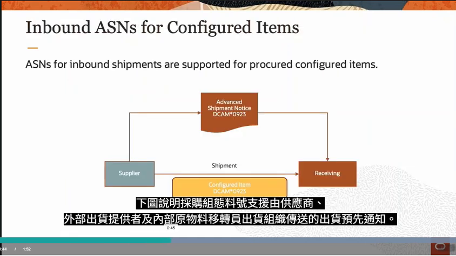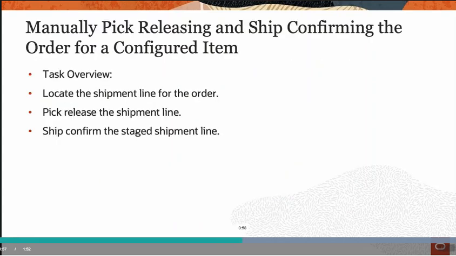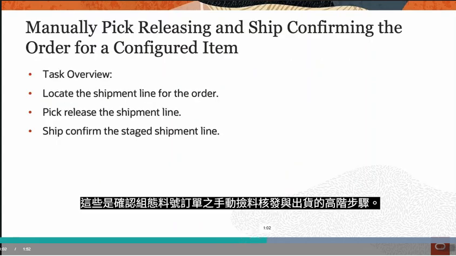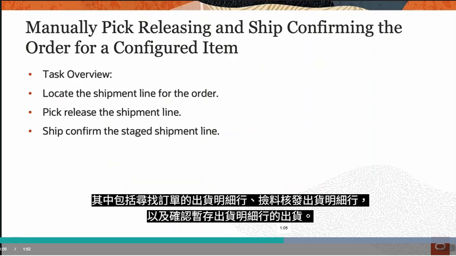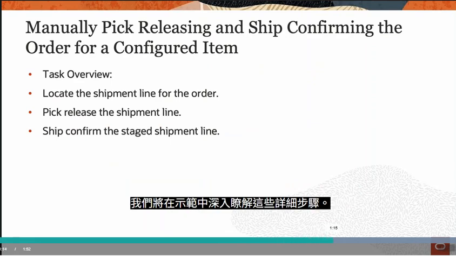This next diagram depicts that advanced shipping notices that are sent by suppliers, external shipping providers, and internal material transfer shipping organizations are supported for procured configured items. These are the high-level steps for manually pick releasing and ship confirming the orders for a configured item. They include locating the shipment line for the order, pick releasing the shipment line, and ship confirming the staged shipment line. We'll learn more about these detailed steps in the demonstration.